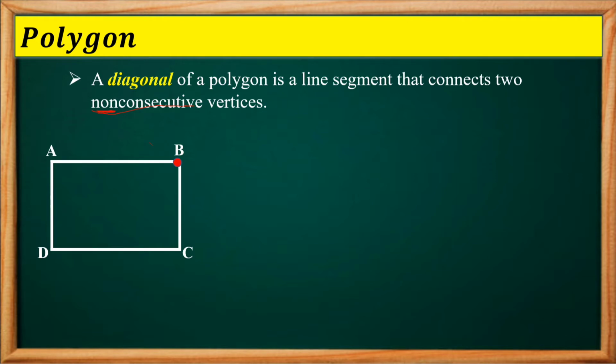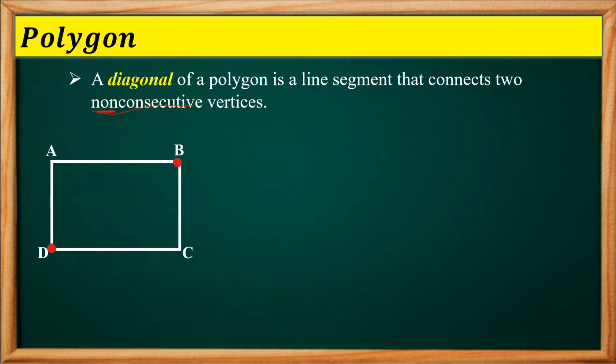For example, on this part, we have point B. Then we have also point D. And point B and point D are non-consecutive vertices. Kasi nga, ang B, ano yung consecutive vertices niya? C or A. Tama? Si point A or si point C. Since non-consecutive, ang hindi niya magkasunod is point D.